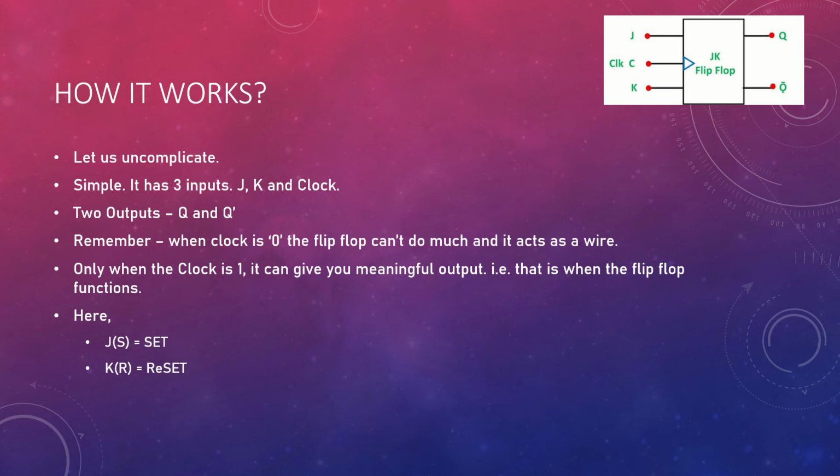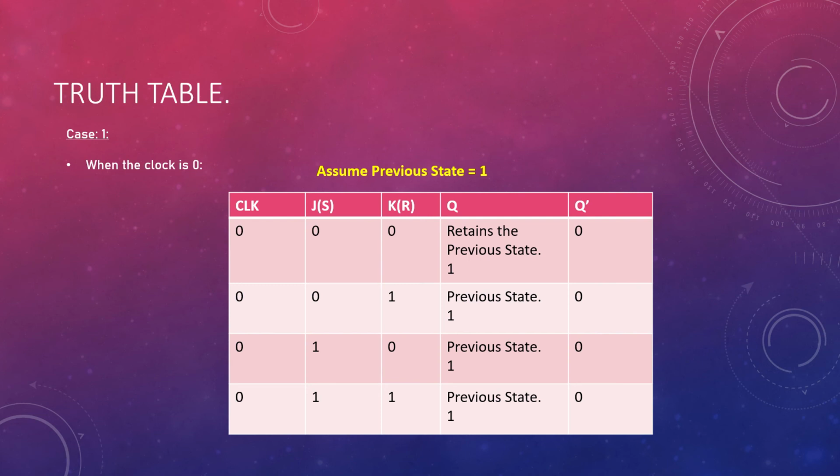And remember, the J is equivalent to S here, K is equivalent to reset here, and set and reset is what we have learned with the SR flip-flop or RS flip-flop in the previous session. And here it is going to be J and K inputs. J can be remembered as S, which is set. K can be remembered as reset, which has to be seen and realized with the truth table right now.